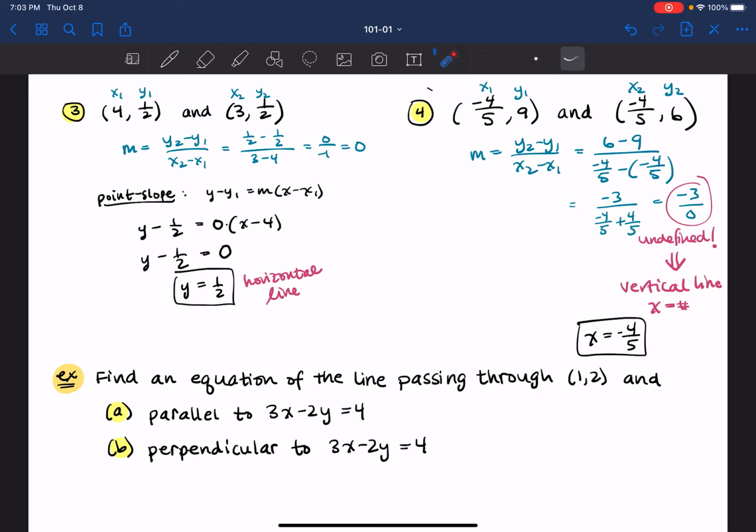And I didn't mention over here, but this horizontal line, y equals 1/2. Here we just have 2 different x values, but the same y value. If you were to graph it, it'd just look like this. Same y value no matter the x value.